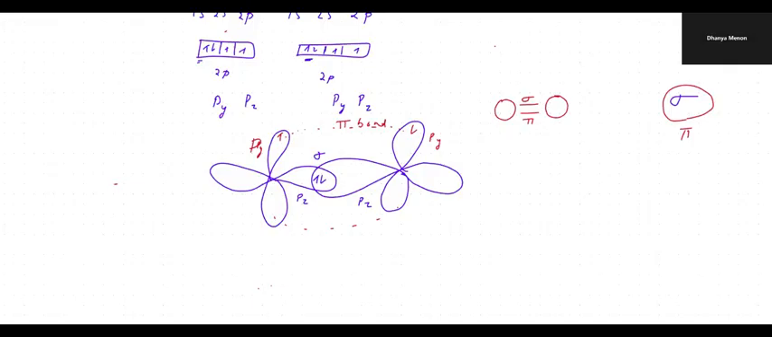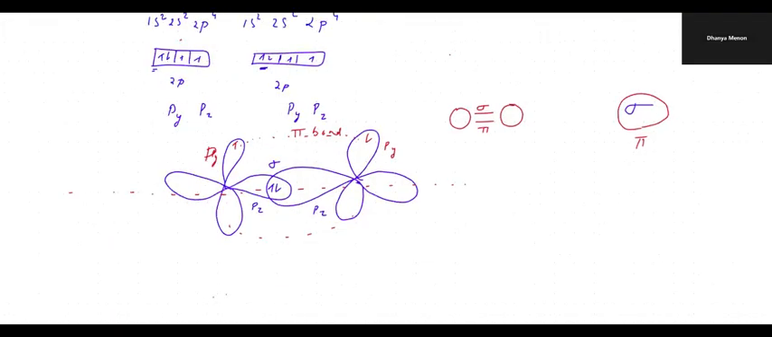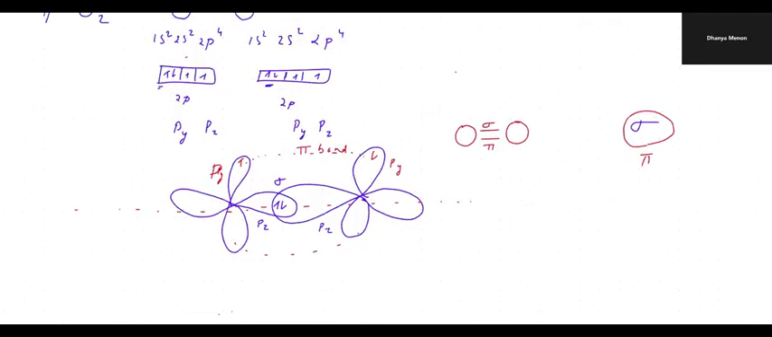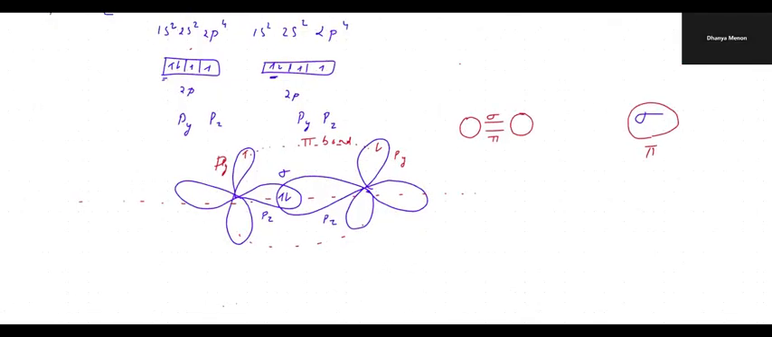The electrons of the pi bond are above and below the nuclear axis. This is the nuclear axis. Because electrons are waves, they can be either above or below the nuclear axis. This is how we represent the pi bond, the sidewise overlap. So first always the sigma bond is formed, then the pi bond is formed.